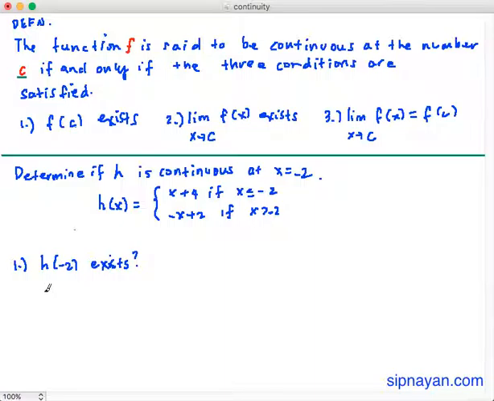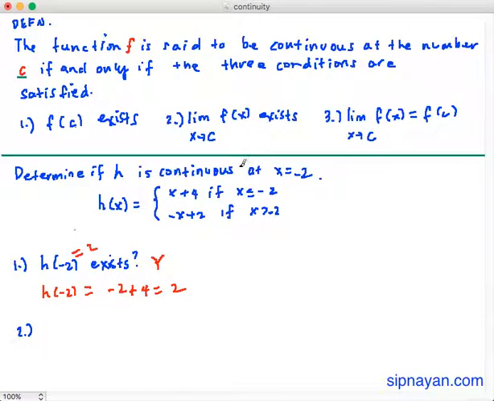So, h of negative 2 is equal to, we substitute the value of x, which is negative 2, plus 4. This is equal to 2. So yes, it exists, and h of negative 2 is equal to 2. Okay, so mukhang okay tayo dito. Nag-exist yung h of negative 2.